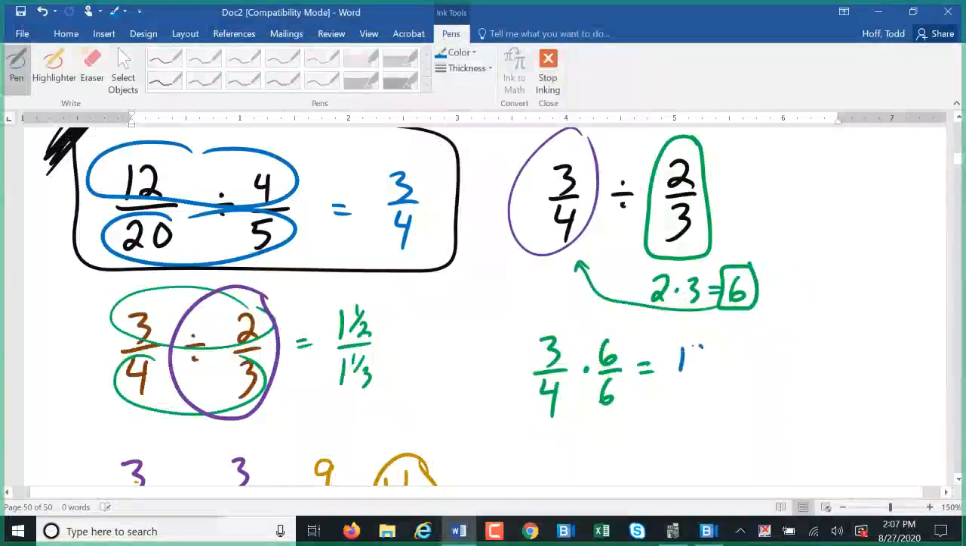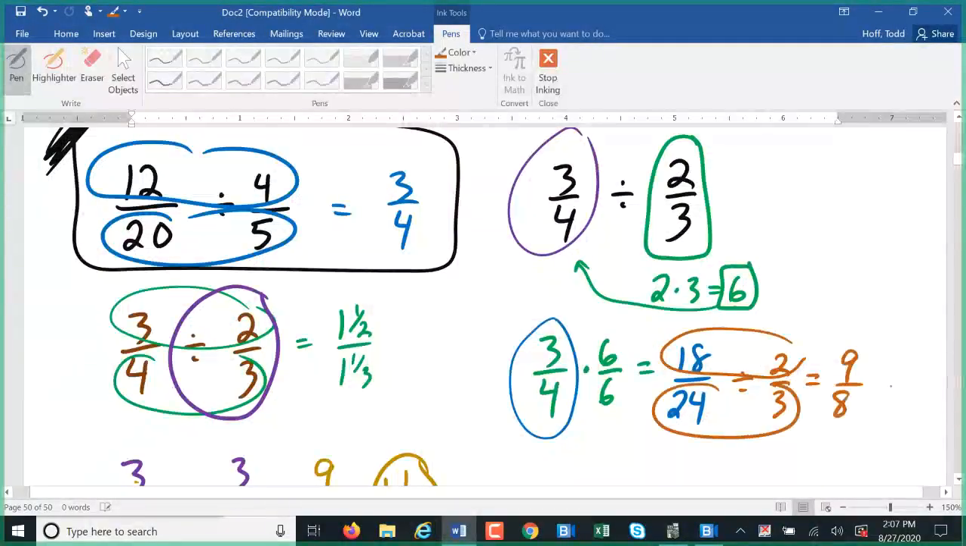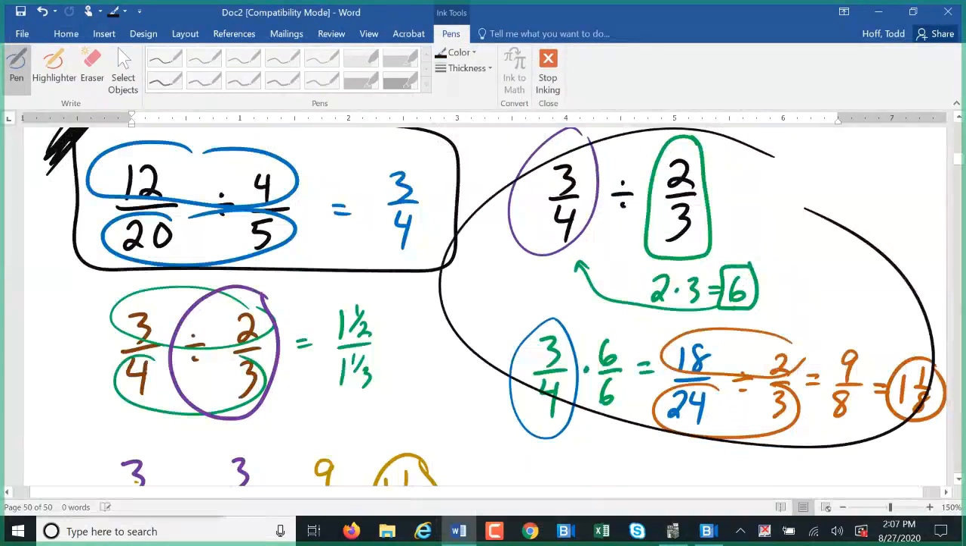3 times 6 is 18. 4 times 6 is 24. Now we've been over this before. 18/24 is exactly equivalent to 3/4. But now when I divide by 2/3, I can divide straight across. 18 divided by 2 is 9. 24 divided by 3 is 8. 9/8 or 1 1/8.